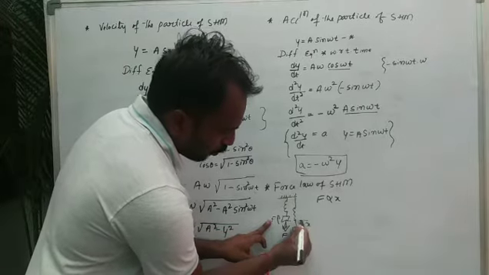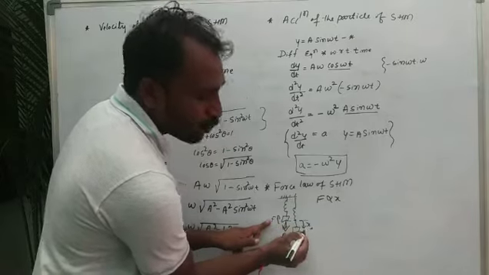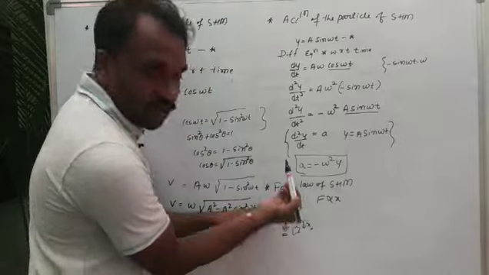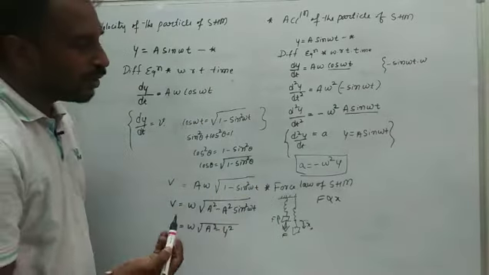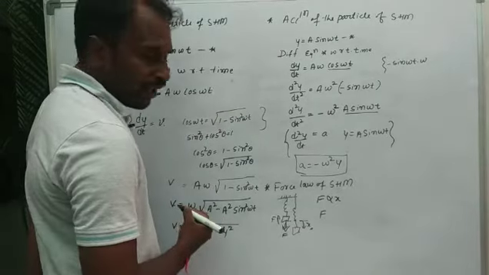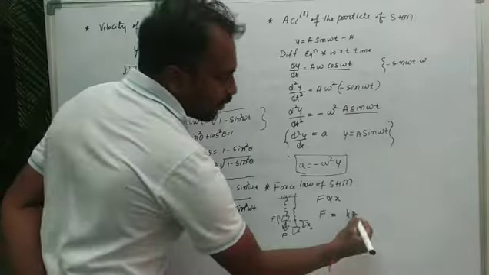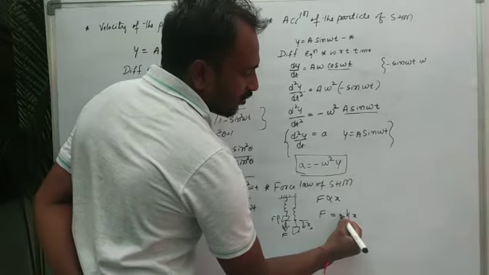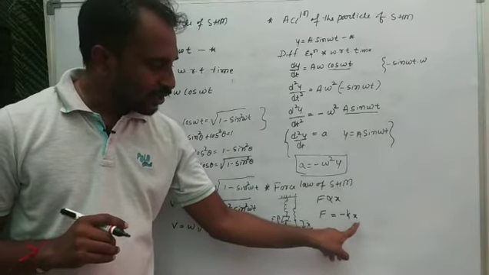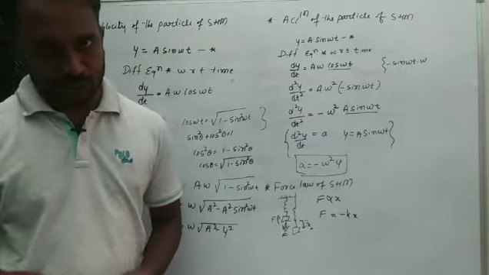Why? Because from the initial position, if you apply force, the spring is displaced by an amount x. We consider displacement in this direction, and the restoring force in the opposite direction. So that's why we consider that the force F is equal to k, the force constant, into displacement, and here we take a negative sign. This negative sign indicates that displacement and restoring force are in opposite directions.